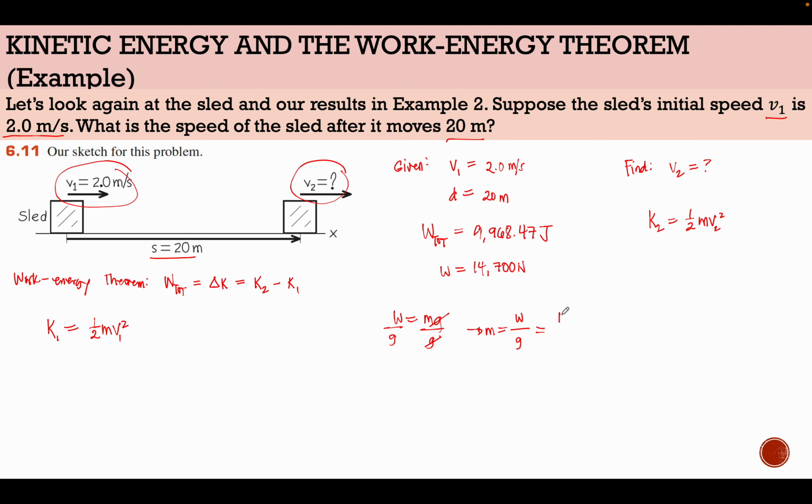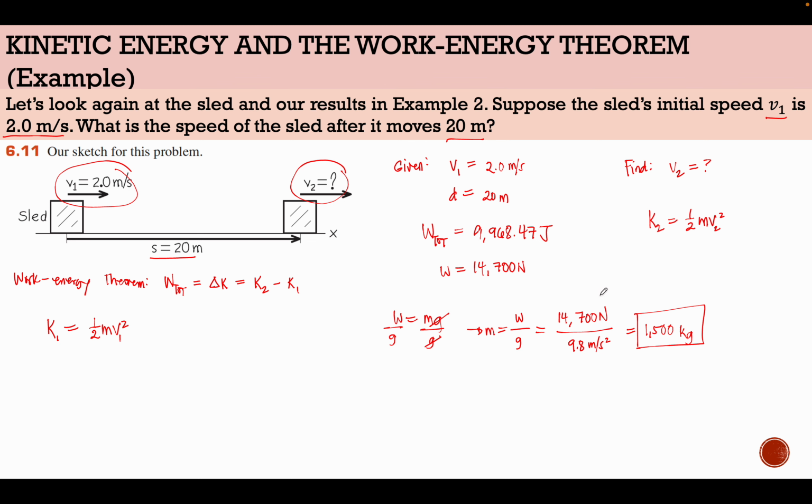So we have weight is 14,700 newtons divided by g, which is 9.8 meters per second squared. So 14,700 divided by 9.8 is equal to 1,500, and then the unit is in terms of kilograms. So this is now our mass. This is the mass of the sled.